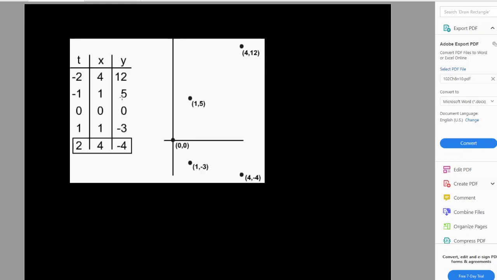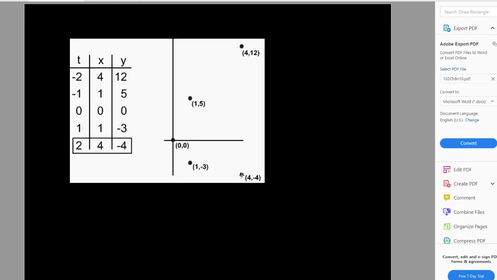T value of -1 will give you x value of 1, y value of 5. Again, I'm not going to go over all the points, but each value of t determines a point on the graph. Now, for instance, this is the point determined by t value of 0. 1, 5 is the point determined by t value of -1, right? 4, 12, you look at the mouse cursor. This is the point determined by t value of -2. And likewise, this is the point determined by t value of 2.